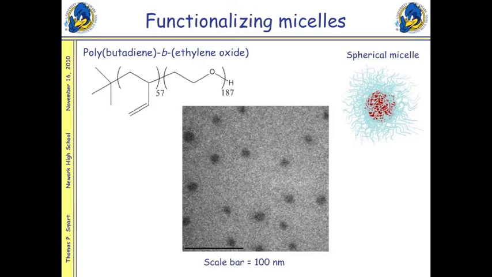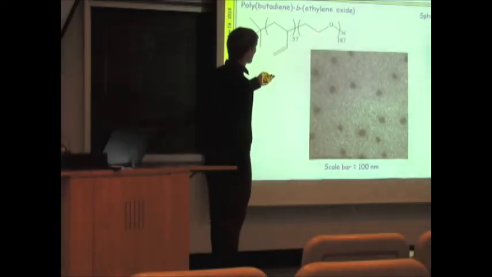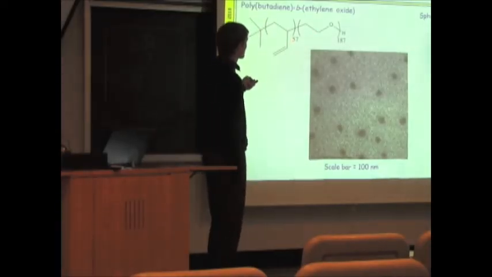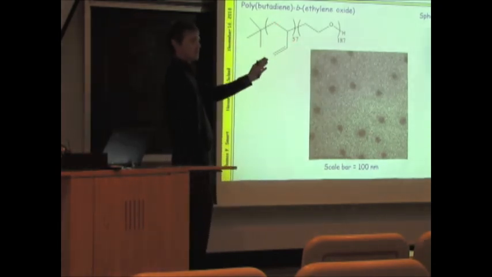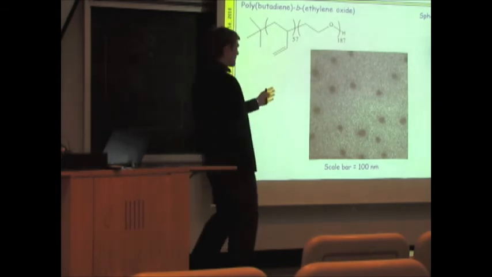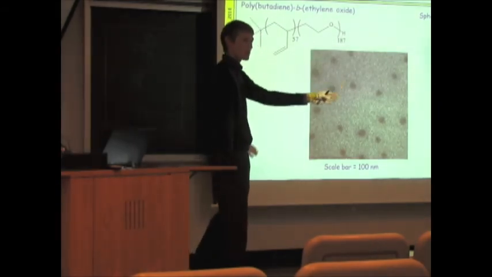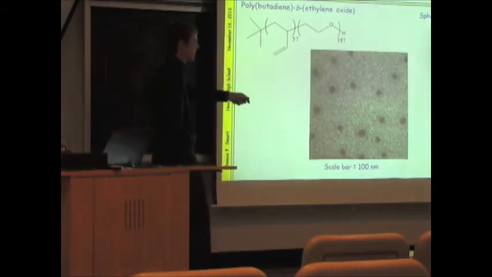This fraction would be the same as the polyethylene oxide that we were using before. And this is the water soluble part. And with these ratios, this 57 represents that there are 57 repeat units of this butadiene unit, and then 187 ethylene oxide units in this polymer chain.